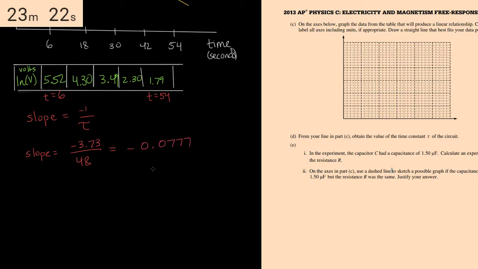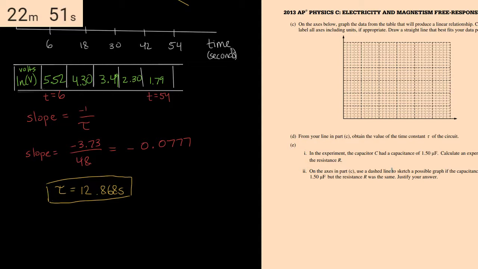That is negative 0.0777. And now let's find -1 over this, because, right, we rearrange this, we multiply by tau, we divide by the slope. So we divide 1 by this, multiply it by -1, and we get our final answer: the time constant is none other than 12.868 seconds. That's pretty cool.